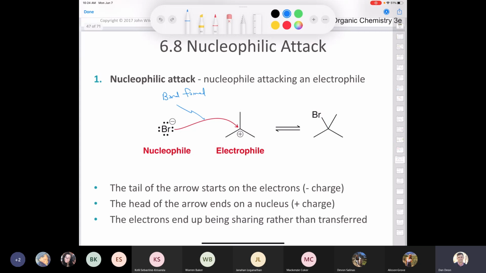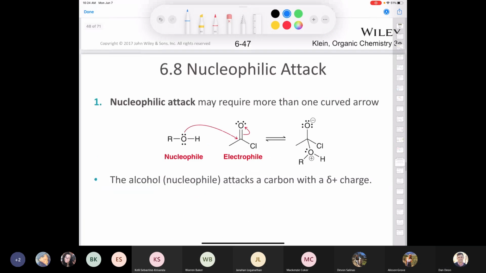So the tail end of the arrow, right? The tail end down here starts on the electrons where the negative charge is. The head of the arrow ends up on the nucleus, right? Because it's a nucleophile, it's a nucleus lover. And the electrons end up being shared. Those electrons are shared in this new bond. So that's the new bond that we formed in the nucleophilic attack.